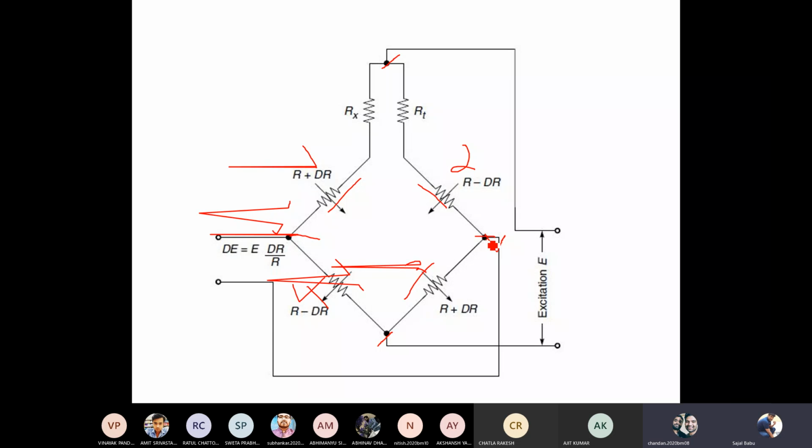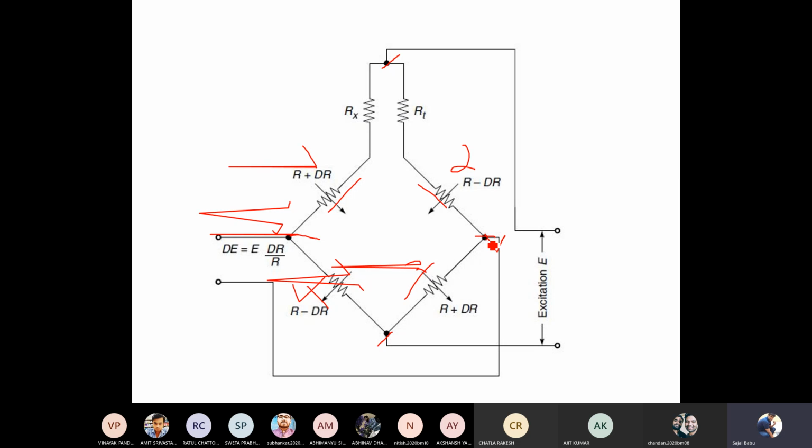Sir, what about RX and RT? RX and RT are just given to compensate. Actually, what happens? These are the resistors here, and if there are any fluctuations in the temperature, the resistance values will change. As I said, initially all the resistance values should be the same, then only the bridge will be balanced and you are not going to get any deflection at the output.